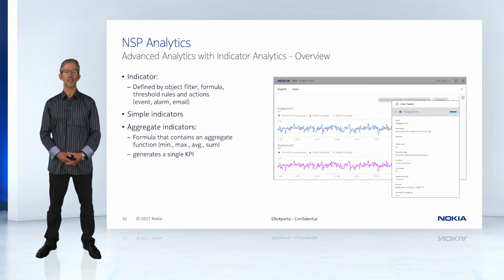They get defined against a set of resources, could be network elements, cards, ports. If they're more complex, a formula will be defined as well. And then threshold rules for rising or falling thresholds can be defined along with actions. An action could be an event, an email, or an alarm. And as part of the aggregate indicators, formulas like min, max, average, and sum can be defined, all converging to generate a single key performance indicator.